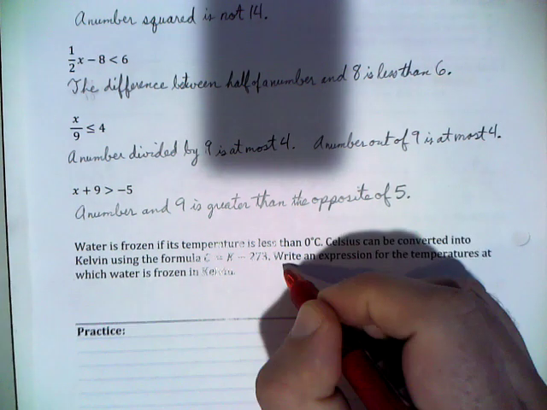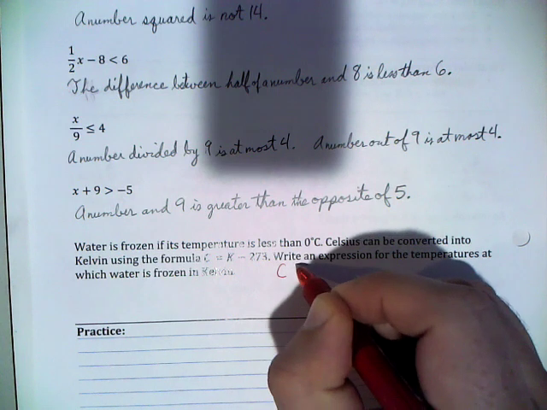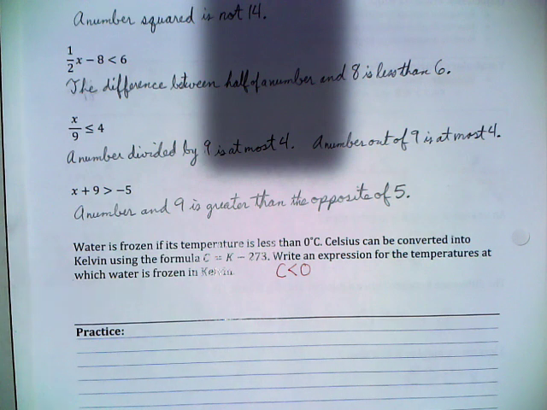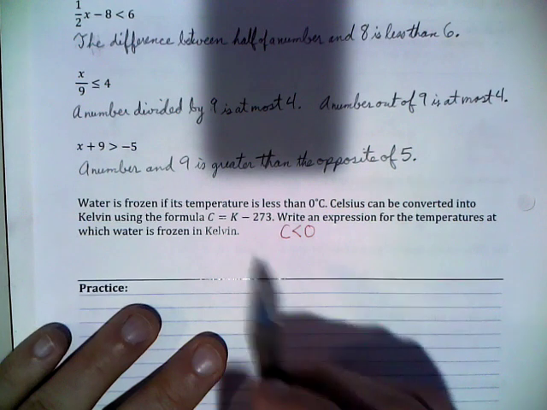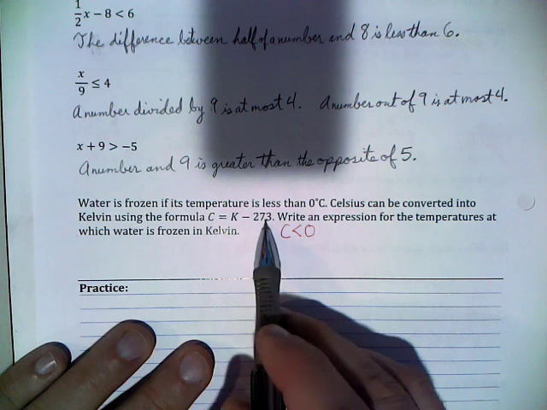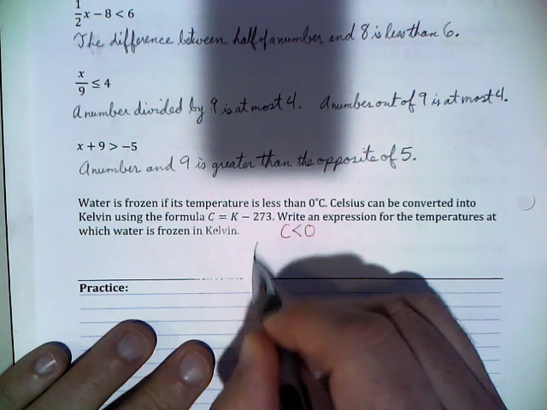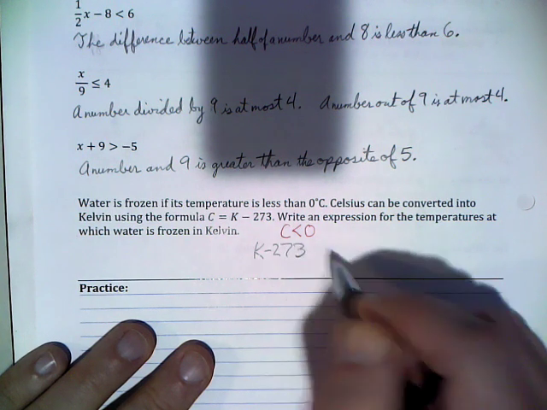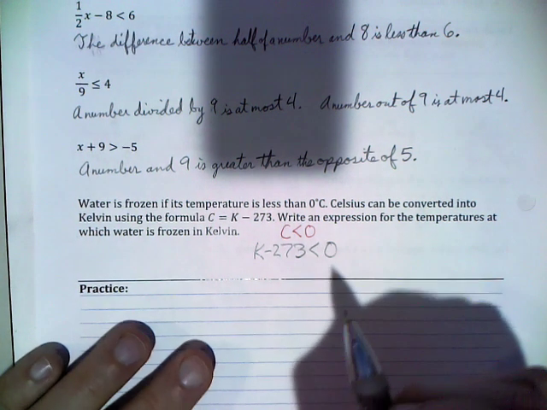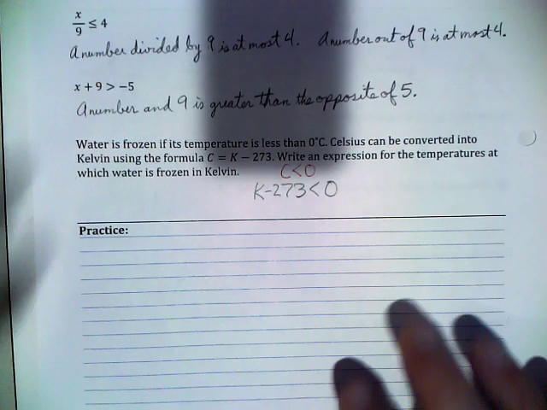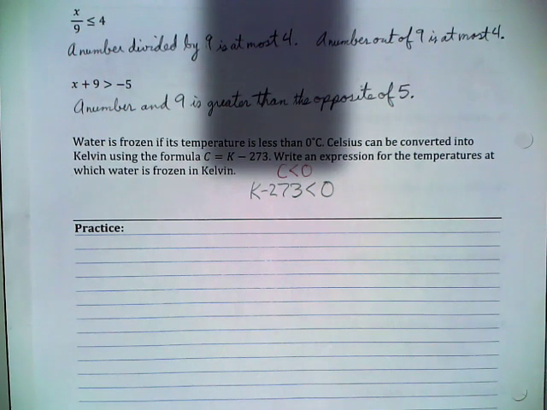So if we think this through, the problem just told us that when Celsius is less than 0, the water is frozen. But we also know that Celsius equals K minus 273. So just replace the C with what it's equal to. So K minus 273 must be less than 0. Now, we haven't learned how to solve inequalities yet this year, or in these lessons. Eventually we'll get to a place where we'll solve this, but for right now in the book, that is good enough.